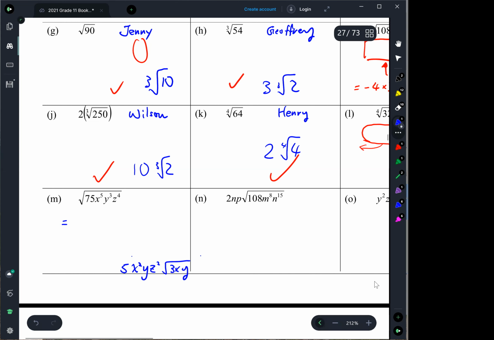Okay, and question N. Jenny, what's your final answer? N, yeah, the next one. I got 12 m to the 4, n to the 8, p, and square root 3n.